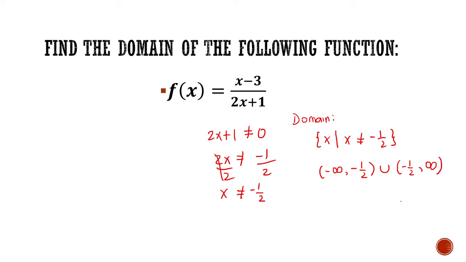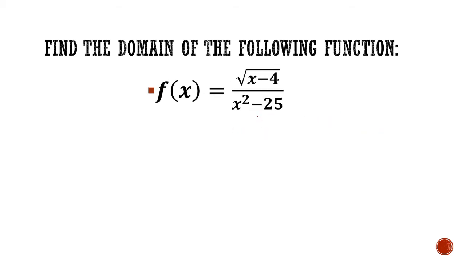That's how we get the domain of a rational function. Next, we have here a fraction, and in this fraction, we have a radical expression. So we have to avoid two things here. We are avoiding the radical to be imaginary, and we are avoiding the whole expression to be undefined. So first, let's look at this. This should not be negative, right?